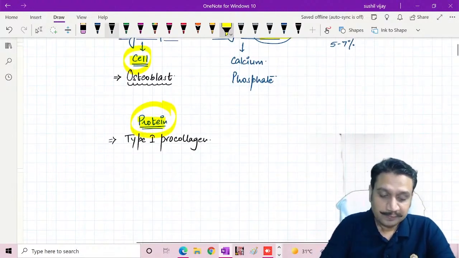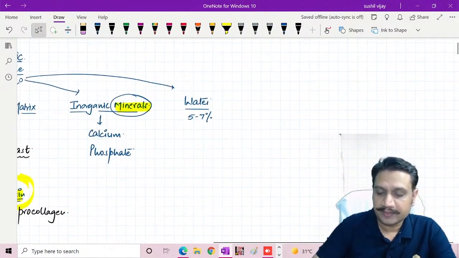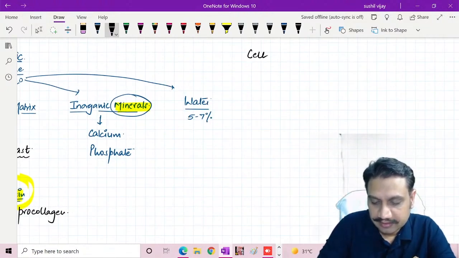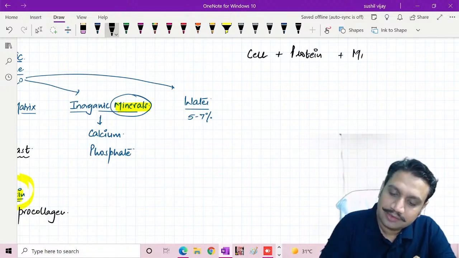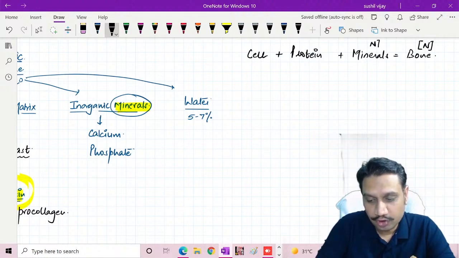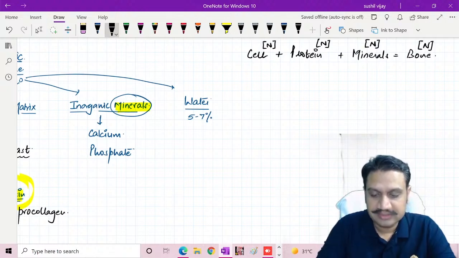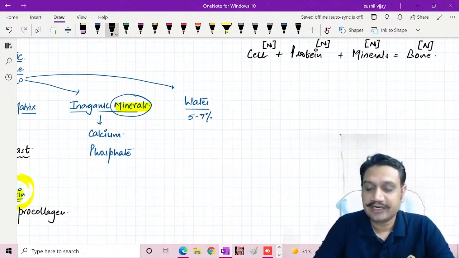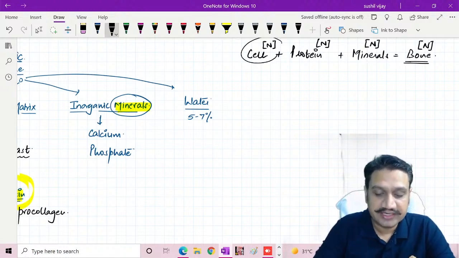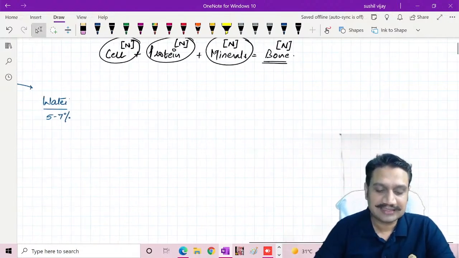So if I wish to say simply what a bone is, cell plus protein plus mineral, that is how the bone is made. This makes the bone. That simply means to have a normal bone, we must have normal minerals and normal proteins. So normal cell plus normal protein plus normal mineral will make a normal bone. If any of the three components is abnormal, the bone will be abnormal. It is as simple as that, right?